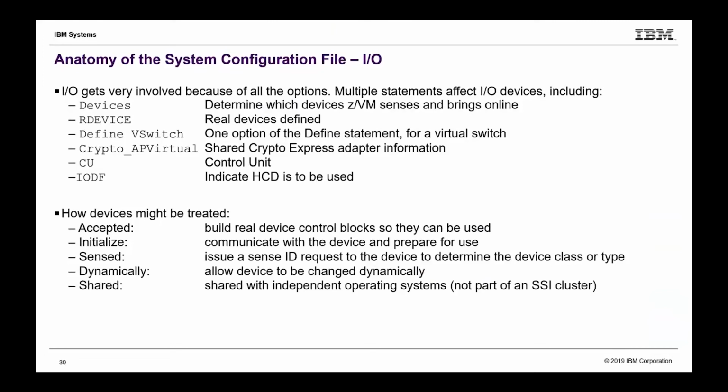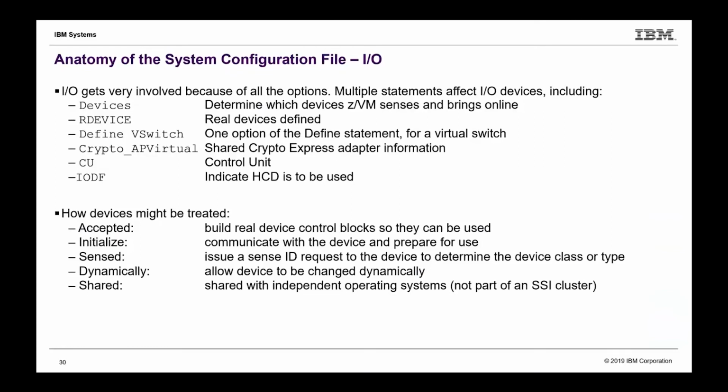Now, when we look at devices when we're starting up, they get treated in different ways. If there's a device there and I'm going to accept that as part of my configuration, I'm going to build the real device control blocks associated with that so that I can do different things with it. I may choose to initialize it, that is, communicate with the device, be prepared to actually use it. I may choose to sense a device, that is, issue a sense ID request to the device to say, tell me what you are and what you're like. Now, some devices don't respond to that. So we get into a thing of, well, how long do I wait? That might be one reason why there's a set of devices you don't sense, because they're not going to respond and you don't want to wait for that.